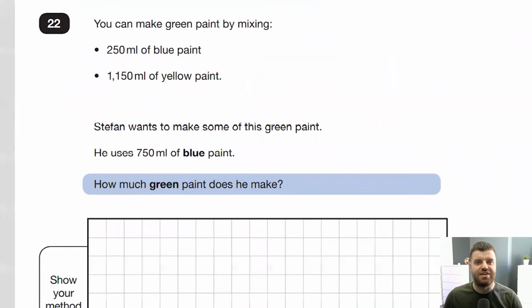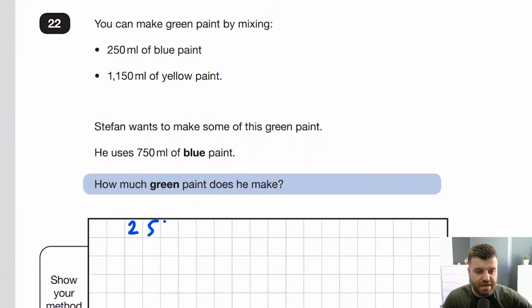Question 22. You can make green paint by mixing 250 mils of blue paint, 1,150 mils of yellow paint. Stefan wants to make some of this green paint. He uses 750 milliliters of blue paint. How much green paint does he make? Well, this is a case of ratio here. So if we had 250 mil, he's making it a ratio of 1 to 3 because he's had to take 750 mil of blue. So that is 3 times bigger.